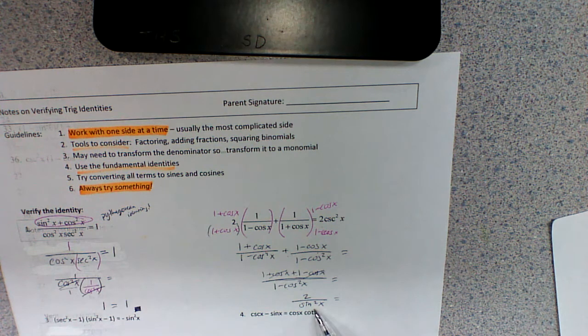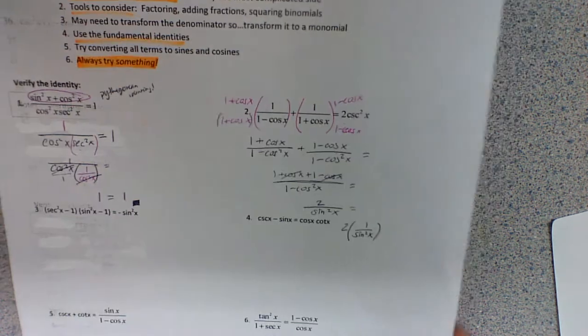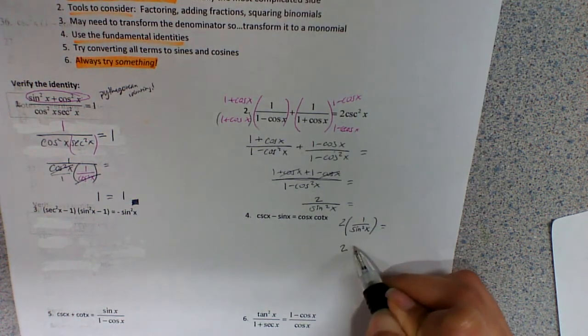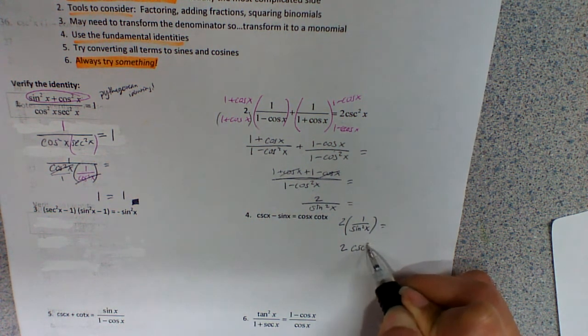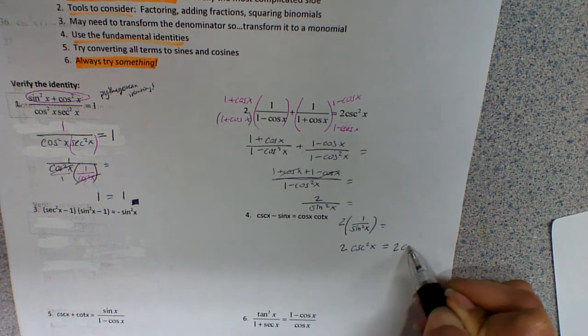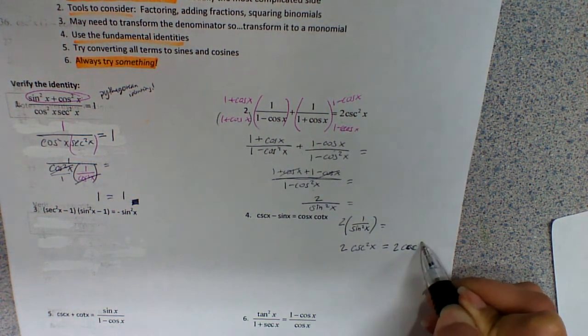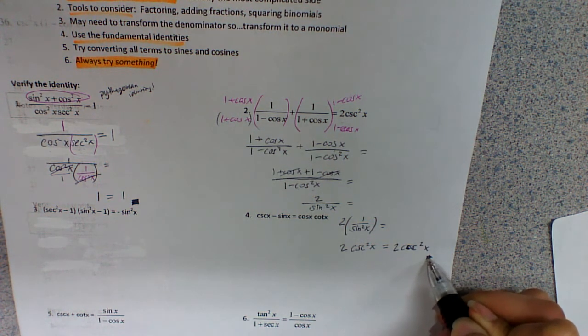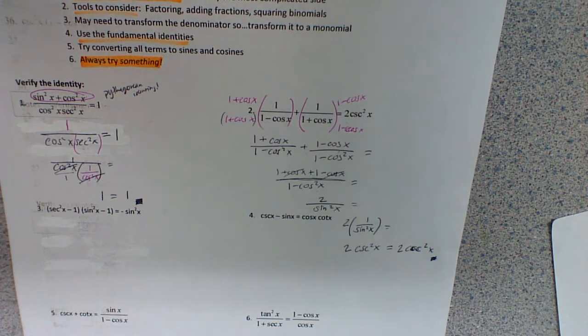To show that 2 over sine squared equals 2 cosecant squared, all I have to do is see that this is technically 2 times 1 over sine squared. So I'm separating it so that it's more obvious that the 2 is already there. 1 over sine squared is simply cosecant squared, and we've just proved it. And there you go.